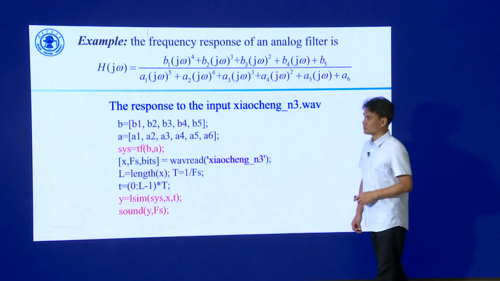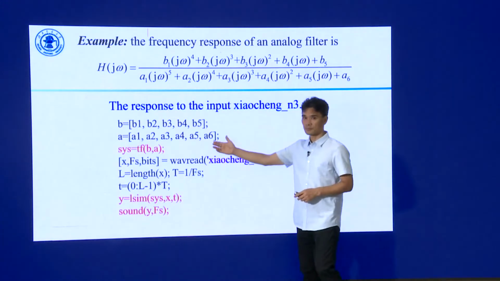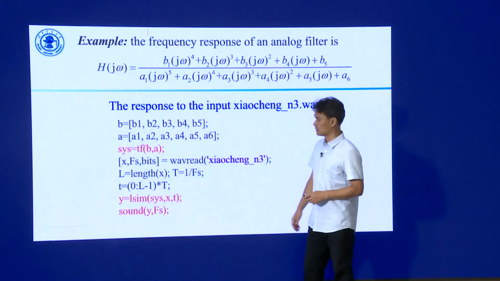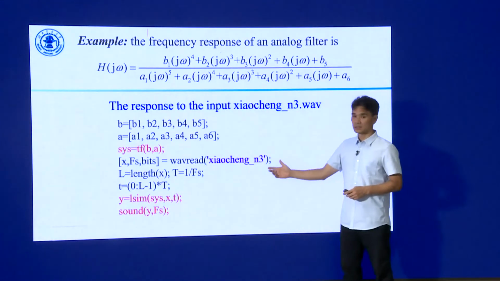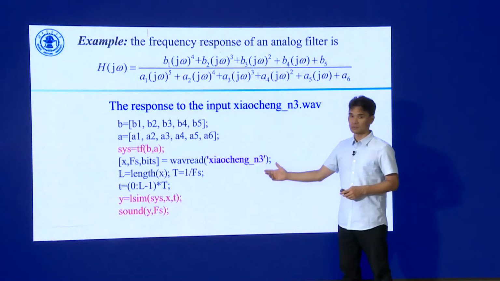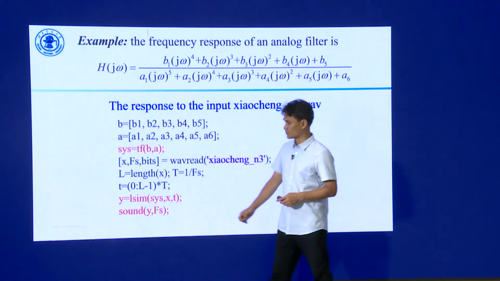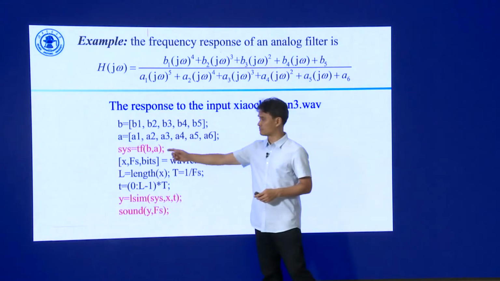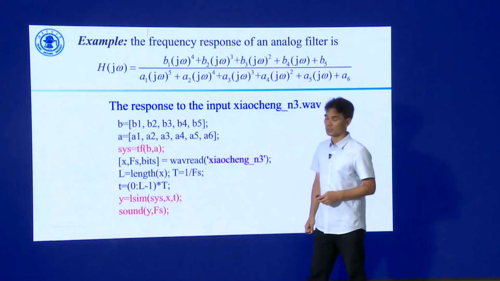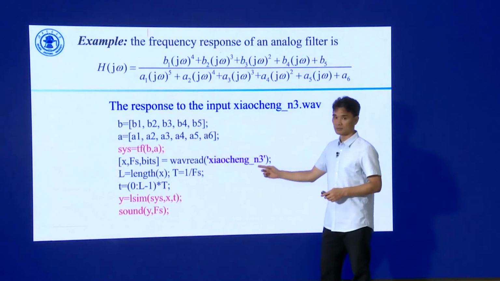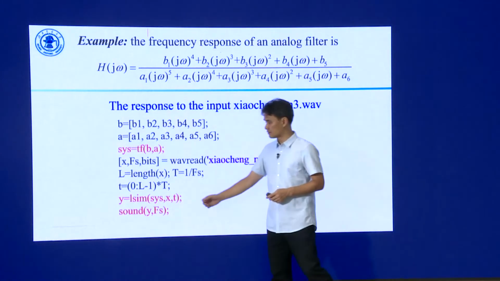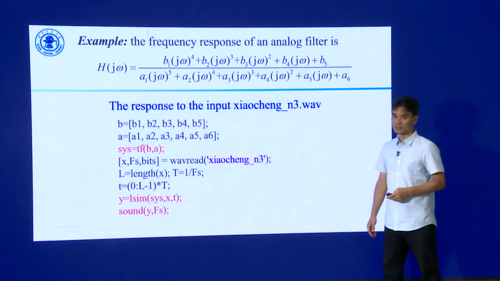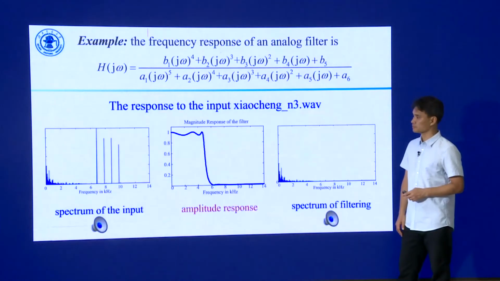The second question is, we get the system. This is the transfer function of the system. And then we read the signal out from this file. Now we can use this LSIM to get the response of the system specified here to the signal we read from this file, to get the final results. And the sound function can play back the resulting signal.